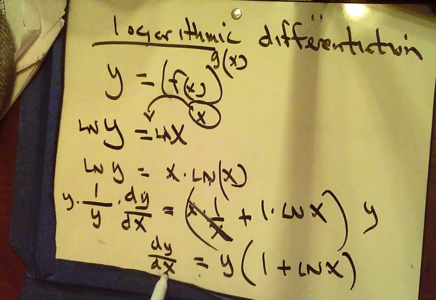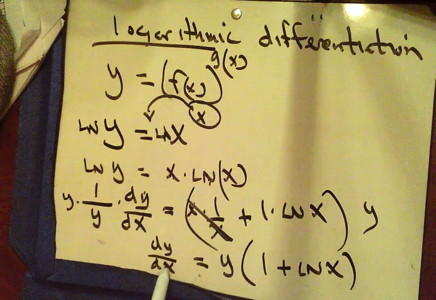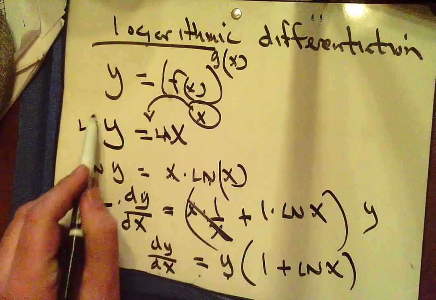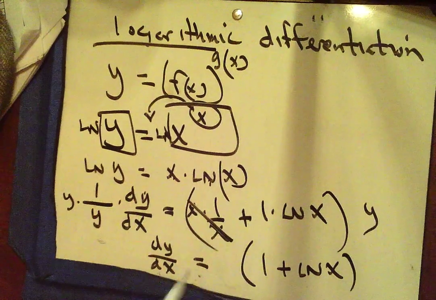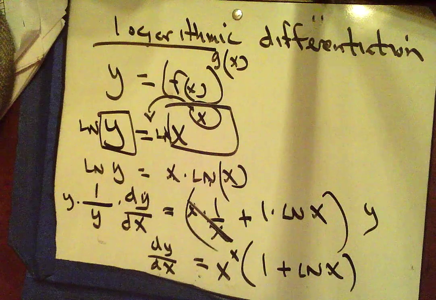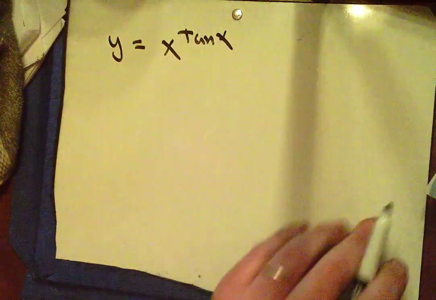Now, we really want everything in terms of x. So, remember, y shouldn't be here. What was y equal to? y was equal to x to the x. Now I'm done. That wasn't so bad. Come on. You know it wasn't so bad. How about this one? How about y equals x to the tangent x?